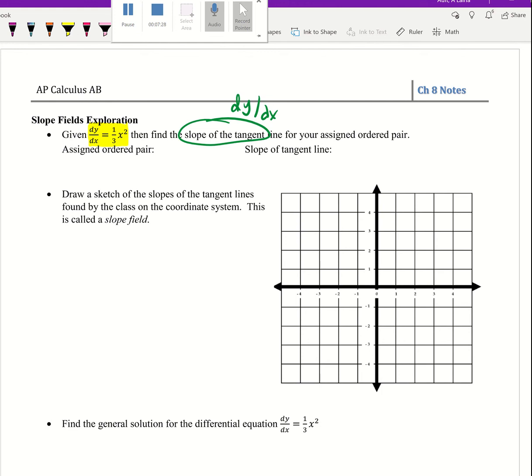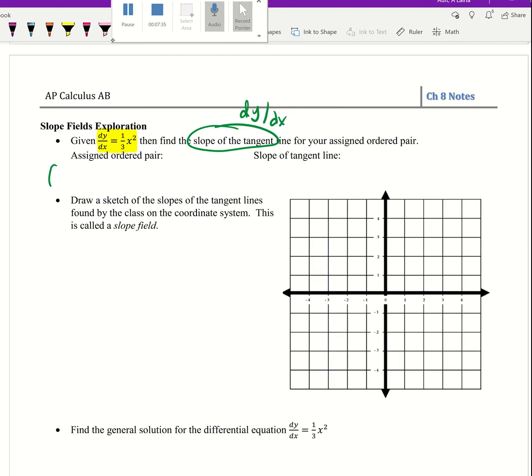And I'm just going to do maybe a couple so that we can get a general idea. Maybe we'll do the ordered pair 1, 2. Well, then according to my formula here for slope that I've highlighted in yellow, this would be 1/3 times whatever x is, which is 1 squared, which would be 1/3. And I could do this with a variety of ordered pairs. In fact, I'm going to.